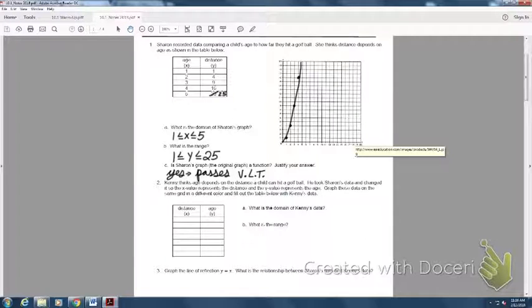So the next part of this problem, it says Kenny thinks age depends on the distance a child can hit a golf ball. He took Shannon's data, changed it so the x's represent the distance, the y's represent the age, and graphed the data on the same grid. This is how a lot of inverse situations come up, especially in real world problems, where one person thinks it's one way, the other person thinks it's the other, and there's just a disagreement on what is affecting what. What is the independent, what is the dependent.